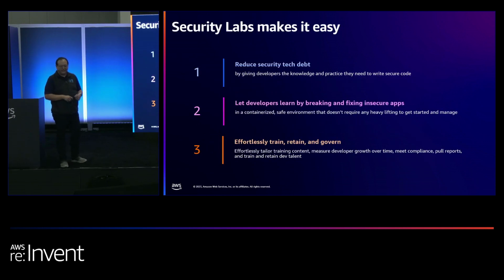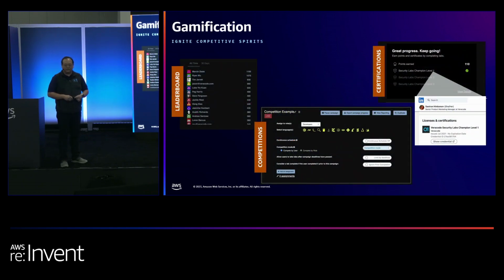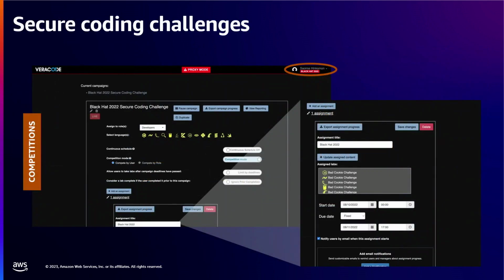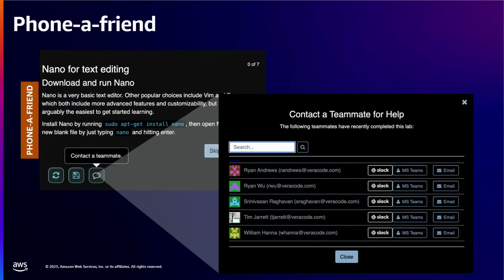It reduces that tech debt. It helps the developers be involved. We do that through gamification, and so developers can go in there and really learn how to do secure coding with things like secure coding challenges. You can pit teams against each other. You can say Team A and Team B, you have X amount of time to take all these challenges, and whoever wins gets a pizza party, who knows. You can do phone a friend. So it just makes the whole process of learning how to develop securely fun.